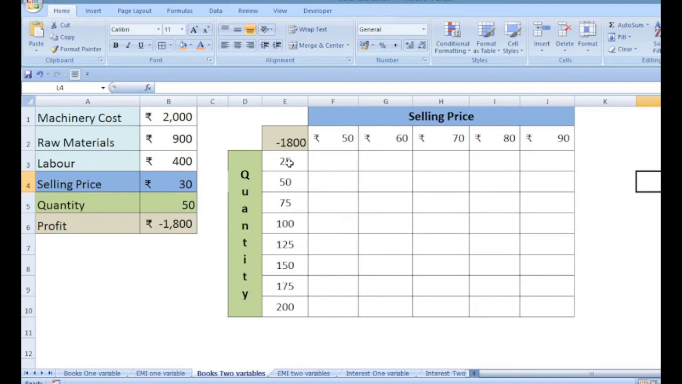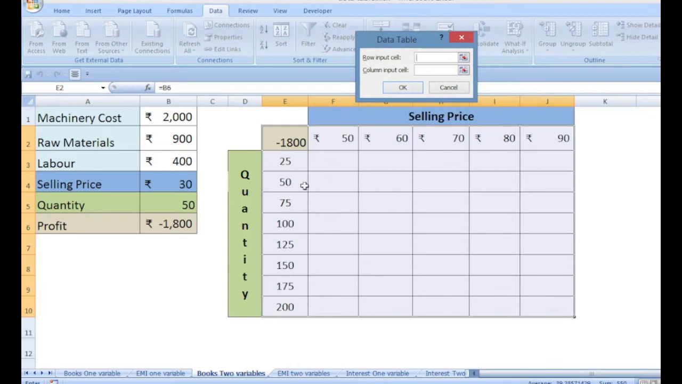I have specified the quantity in the column and similarly the selling price I have specified in the row. Here you can see that I can have only one formula, which is specified at the intersection of this column and the row. So I have given reference to B6, which is nothing but the profit. When I sell 50 quantity for a selling price of 30, I get a loss of 1800. So here I am varying the quantity and varying the selling price. Now I just select only this area. This quantity and selling price is for the readability.